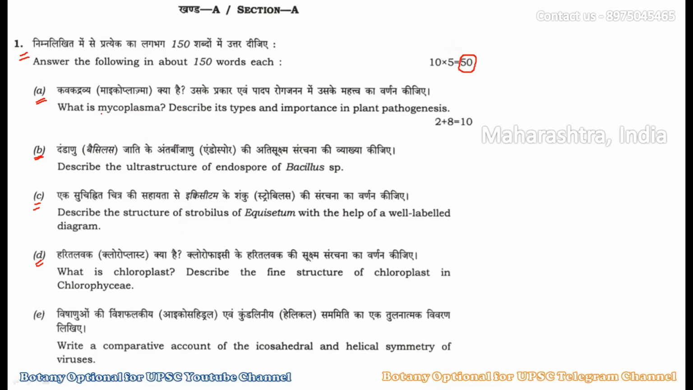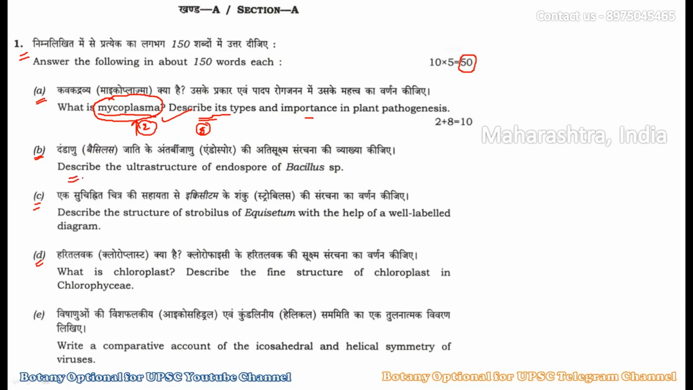So the very first question: what do you mean by mycoplasma? And describe its types and importance in plant pathogenesis. Now, as you know, mycoplasma is the smallest living organism. We have discussed this topic at length on our YouTube channel, how the mycoplasmas are there, what are the different types of mycoplasmas, and how they can cause diseases in a plant, right? So here, for just writing what you mean by mycoplasma, you will have 2 marks, and for writing the types and the importance of it, you will get the rest of the 8 marks, right?